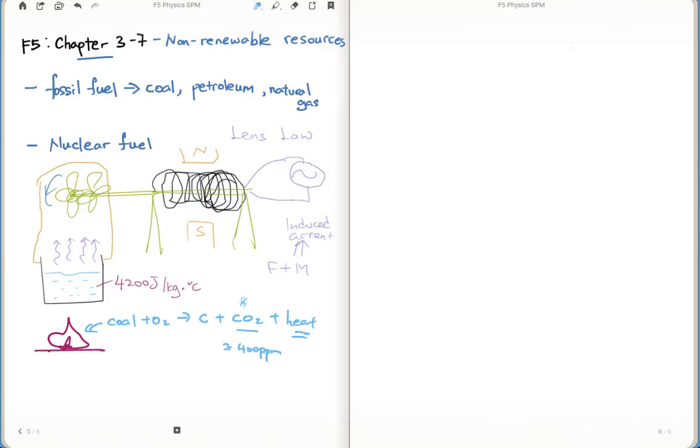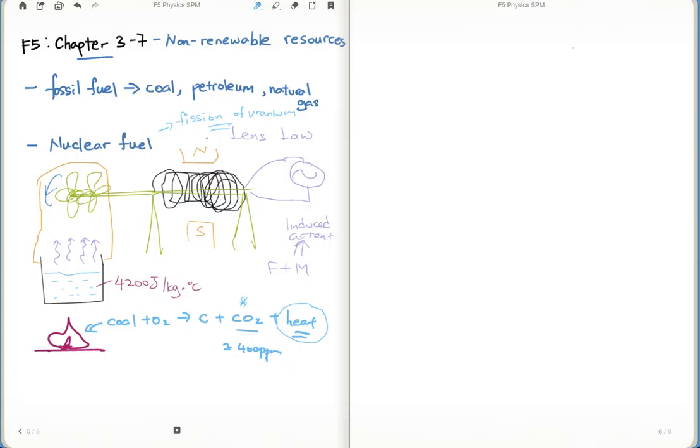Likewise, for nuclear fuel, you will learn about nuclear fuel in chapter 5. How does it work? It's basically the same. The fission of uranium is the process to get heat. Okay, because they don't burn it, but they use a process called the fission process.